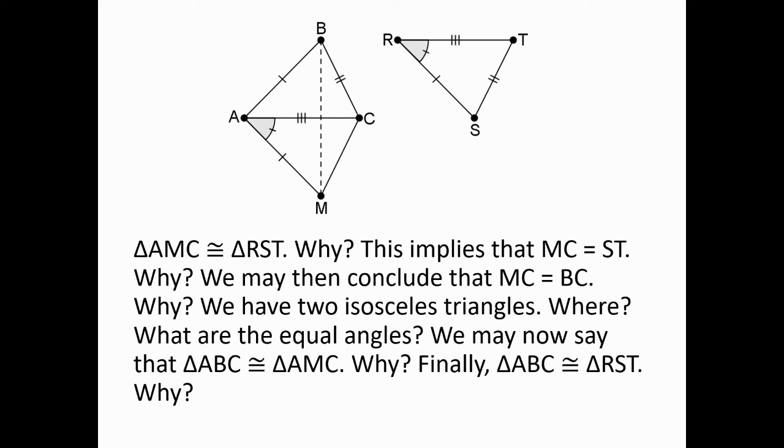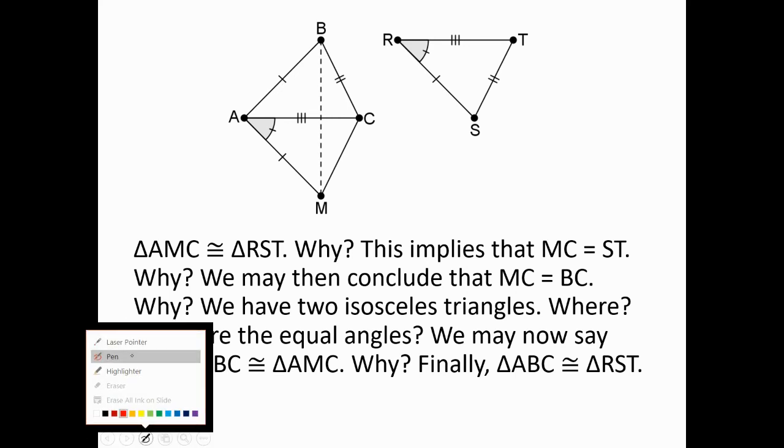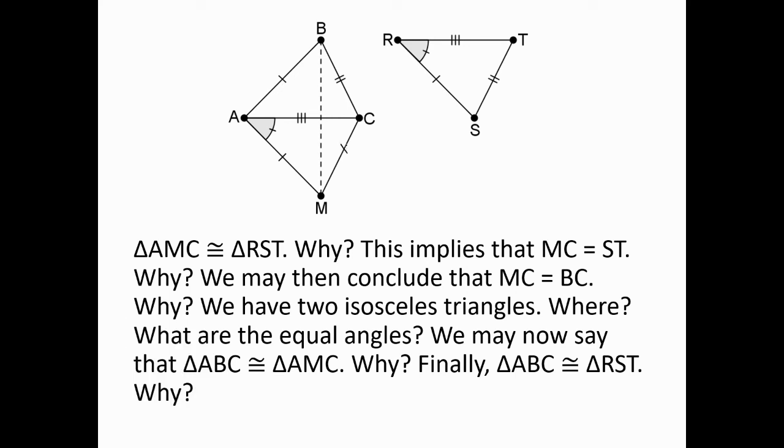So first of all, I say that triangle AMC is congruent to triangle RST. Now, why is this the case? Well, I have AC equal to RT, I have AM equal to RS, then I have the included angles equal as well. So by SAS congruence, it follows that AMC is congruent to RST. This then, of course, implies that MC is equal to ST. And why does it follow that MC is equal to ST? Well, of course, CPCTE. We know that parts of congruent triangles, those that correspond anyway, must be equal. Okay, so since AMC is congruent to RST, it follows that MC must equal ST.